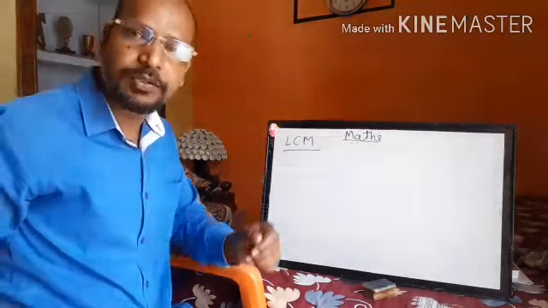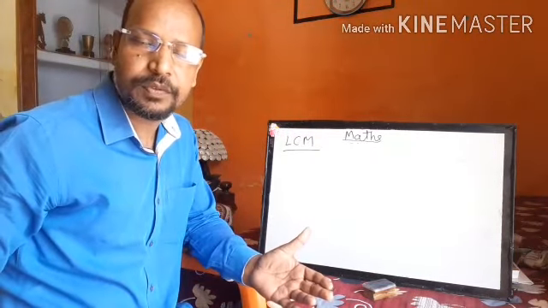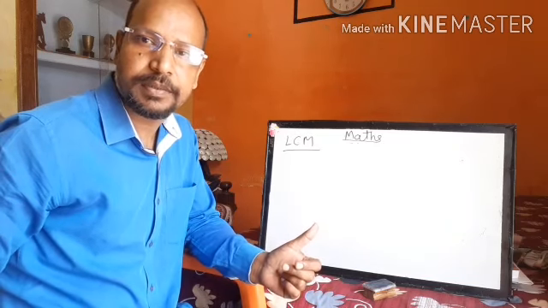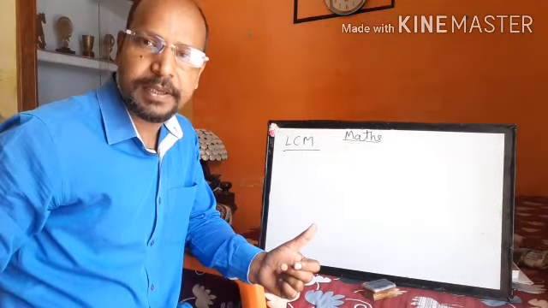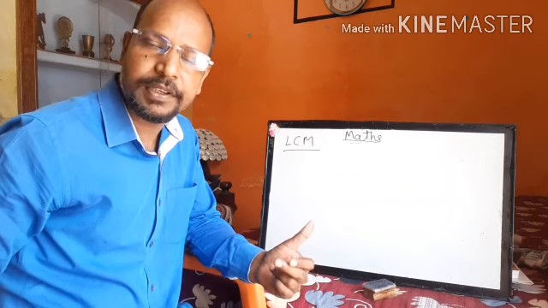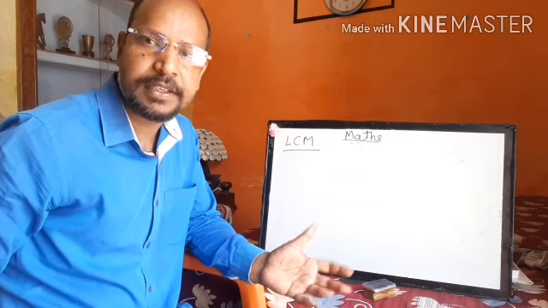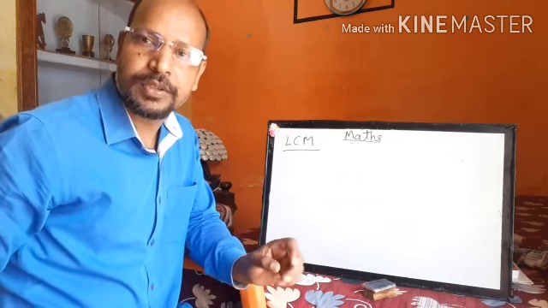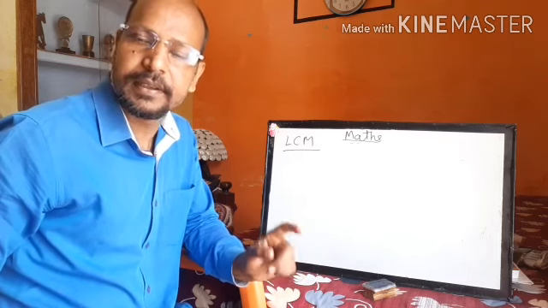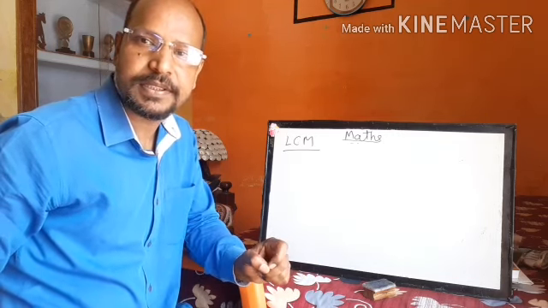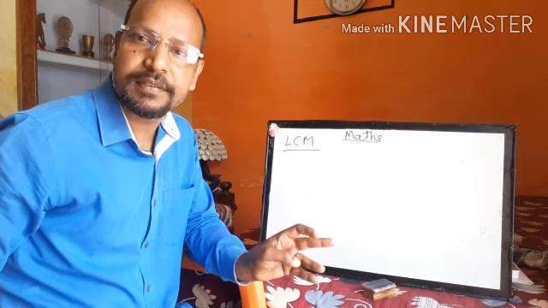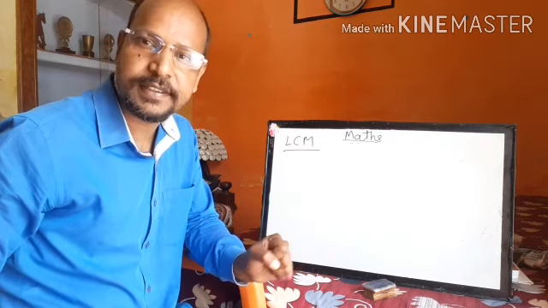So here I'm going to tell you the method to find the LCM of two numbers by the division method, and as the divisor we will use prime numbers, as we did in HCF. So divide the given numbers only by prime numbers, that is 2, 3, 5, 7, 11, 13, etc. Right?